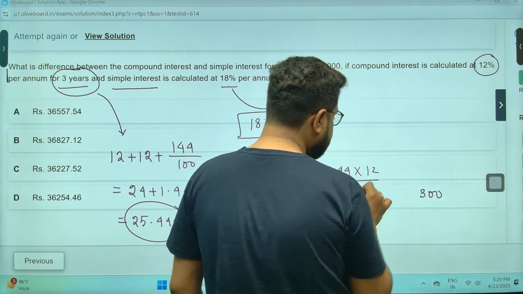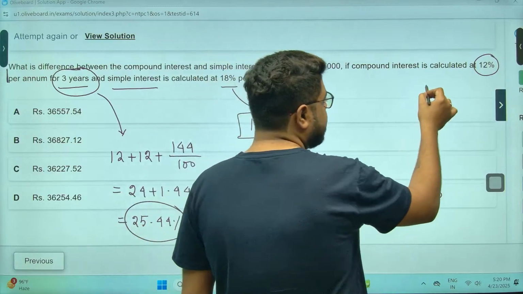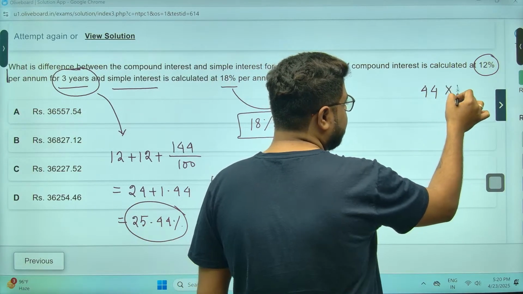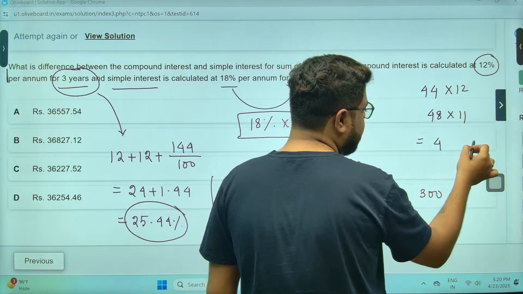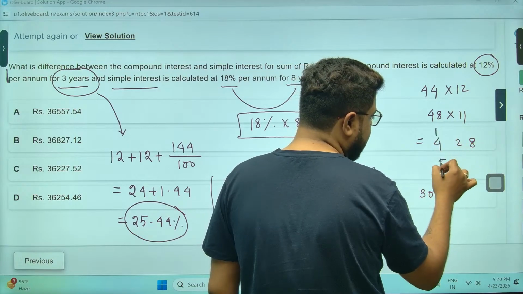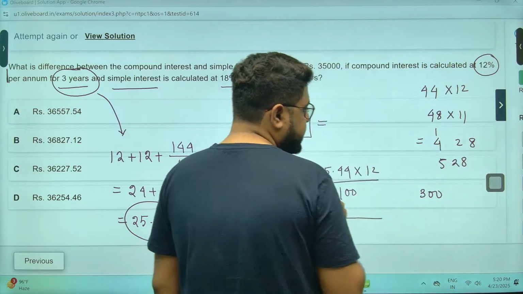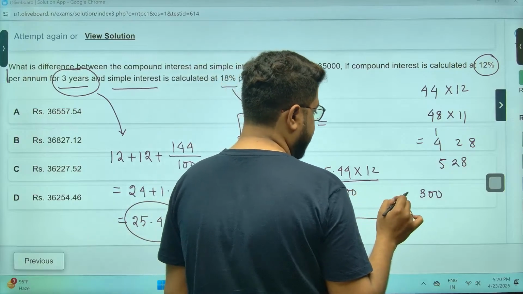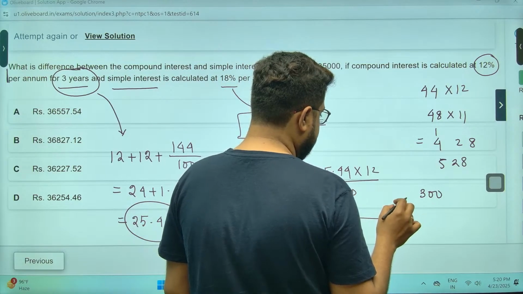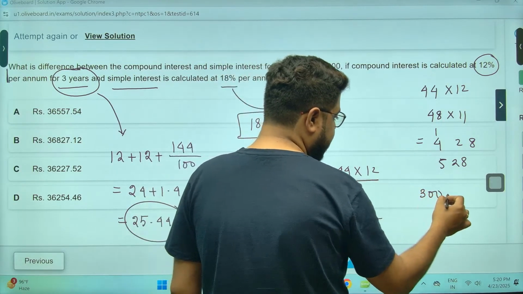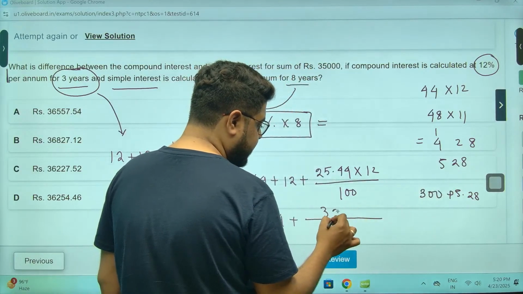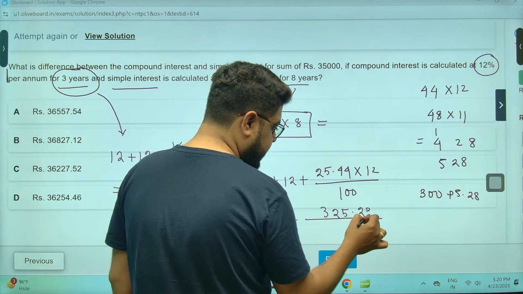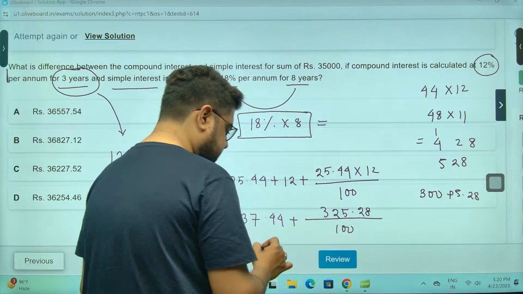Okay. 0.44 into 12. This is 48 into 11, which means 4 and 8, 12, 1, 528. Meaning 5.28, right? So 325.28 by 100.